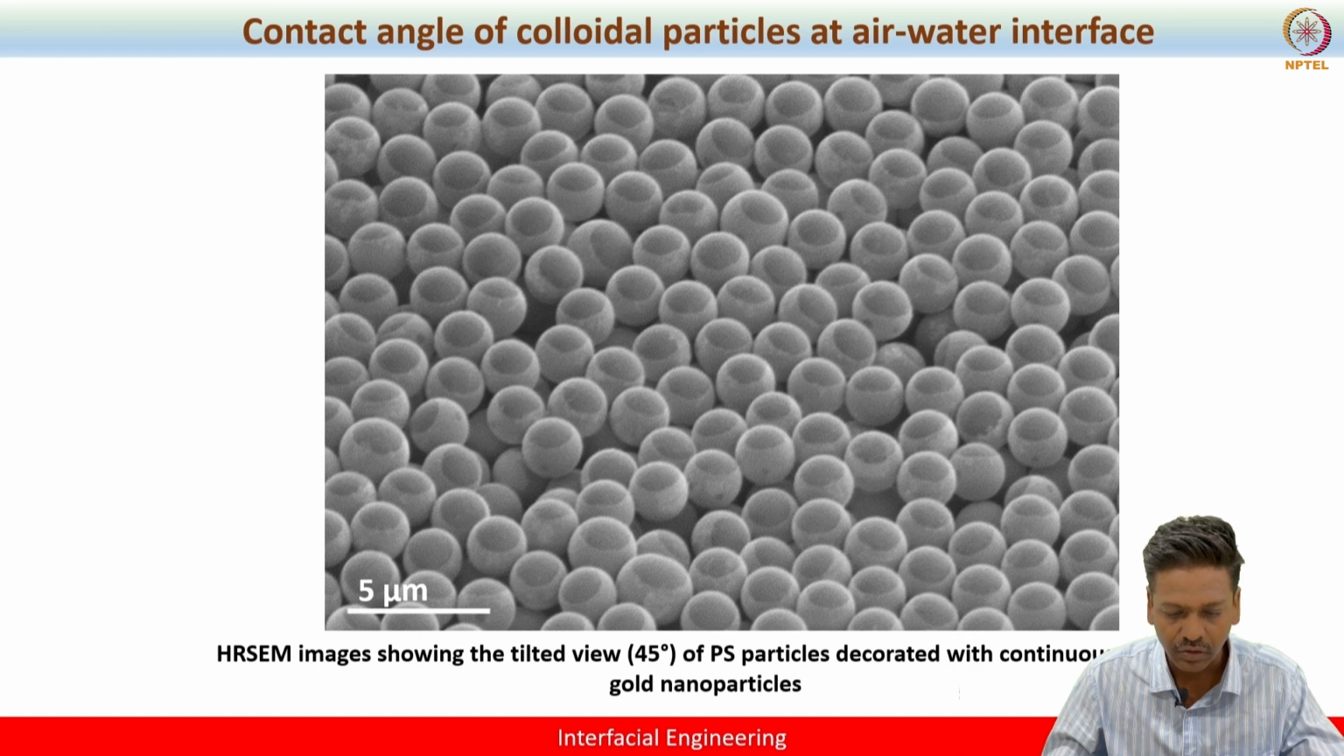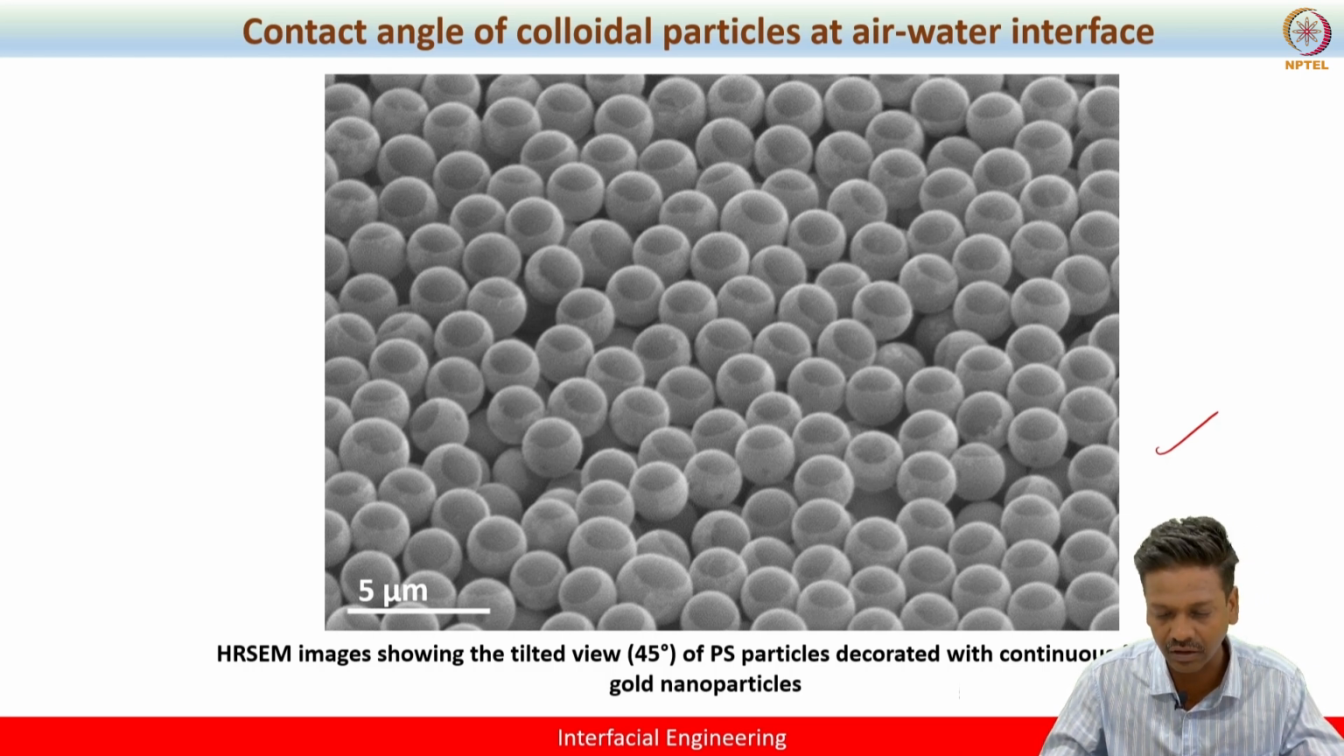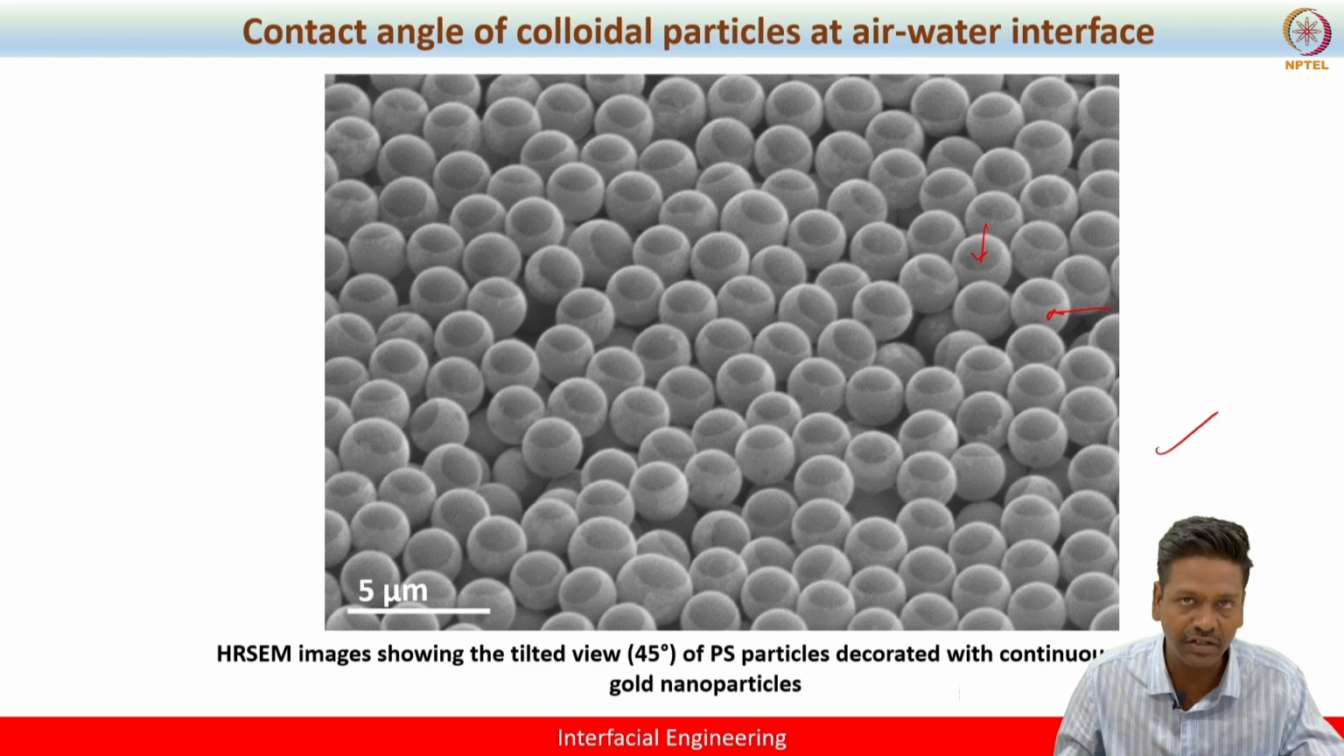This is just an overall view of the particles deposited at the air-water interface. You can see the monolayer of particles arranged nicely on the interface. This is a tilted view to show the enlarged view of the particle monolayer decorated with gold nanoparticles, right? The shiny part represents the nanoparticle deposition. The dark part represents the region where there is no such deposition.